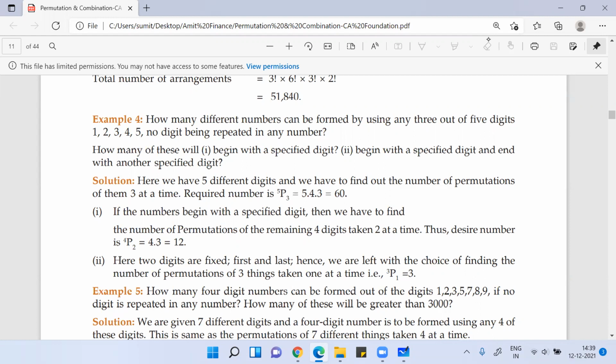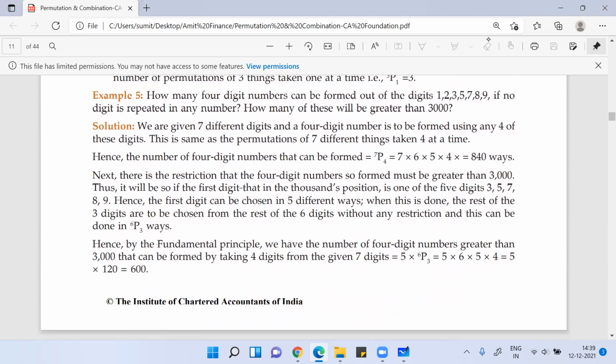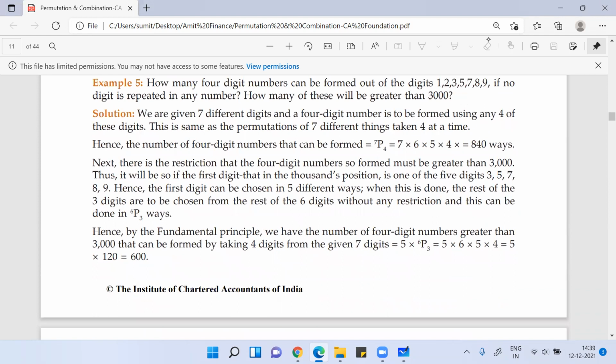How many of these would be greater than 3000? Greater than 3000 means that your 1000 place digit would be either 3, 5, 7, 8, or 9. So any of 5 digits can come, 1 and 2 cannot come. So that would be 5 into 5 into 5 into 5 into 6P3. So this is all you can do, try by yourself.